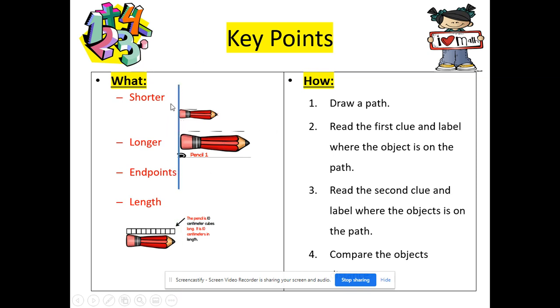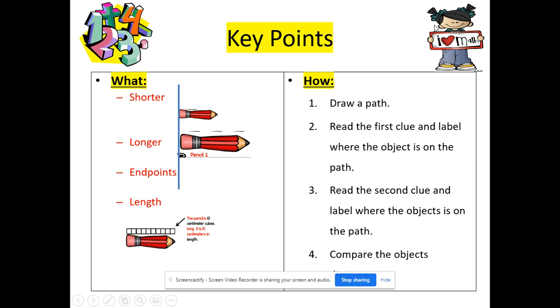Endpoints. It's when you align the endpoints so that both objects start at the same place. Just like this line is our endpoint right here, and so that we check that both pencils start at the same place so that we can give an accurate measurement. Length. It's how long an object is, and here the pencil is 10 centimeter cubes long in length.